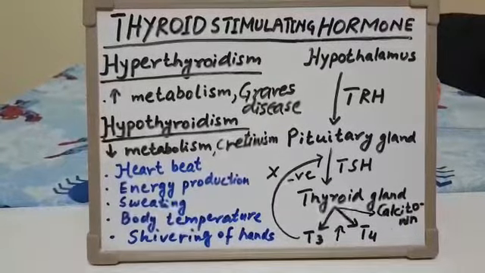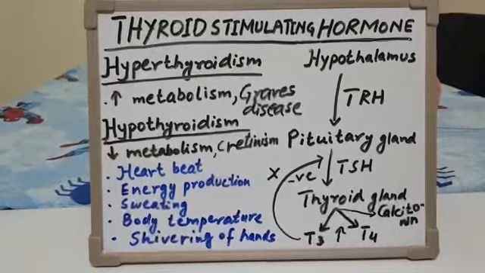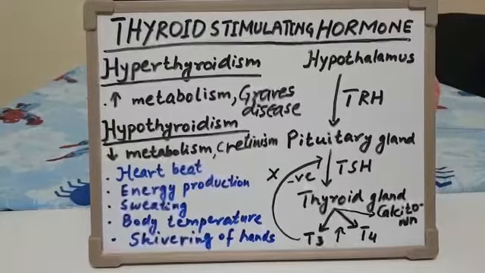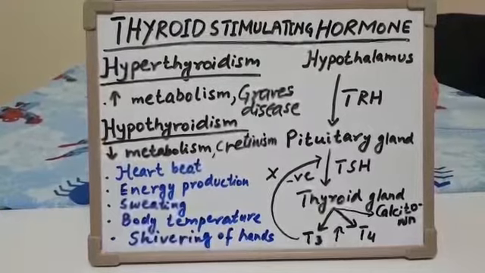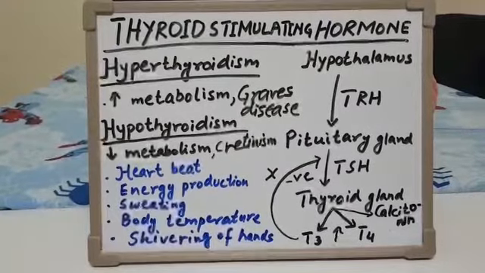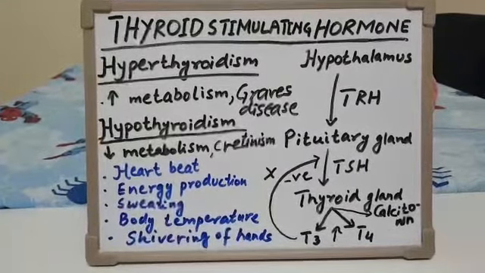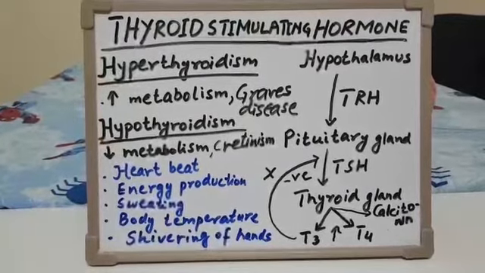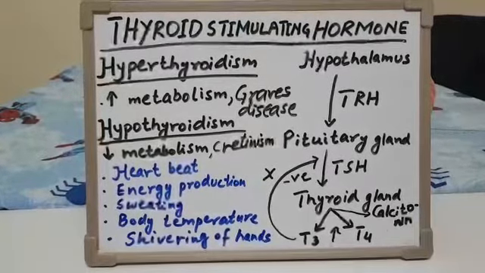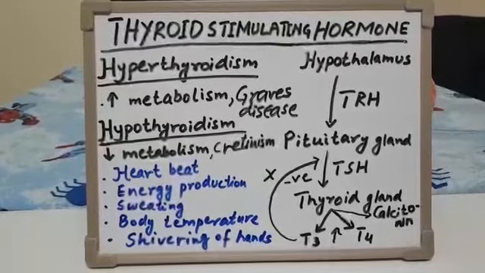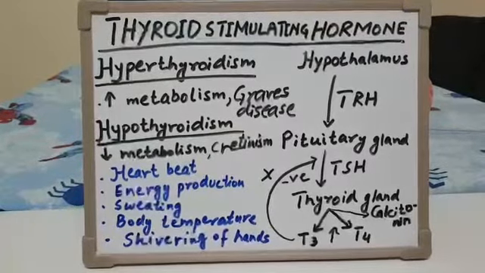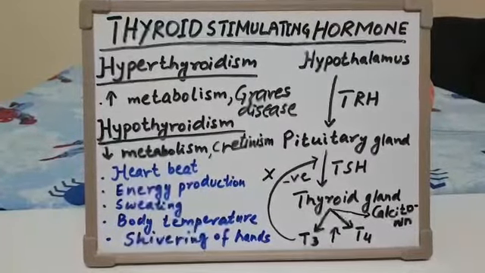Okay, so the hypothalamus releases thyrotrophin releasing hormone. The pituitary in response secretes thyroid stimulating hormone, which acts on the thyroid gland situated in front of the neck. The thyroid gland in response secretes 2 main hormones, T3 and T4. Okay, and there is also a third hormone, calcitonin, secreted from the thyroid gland.